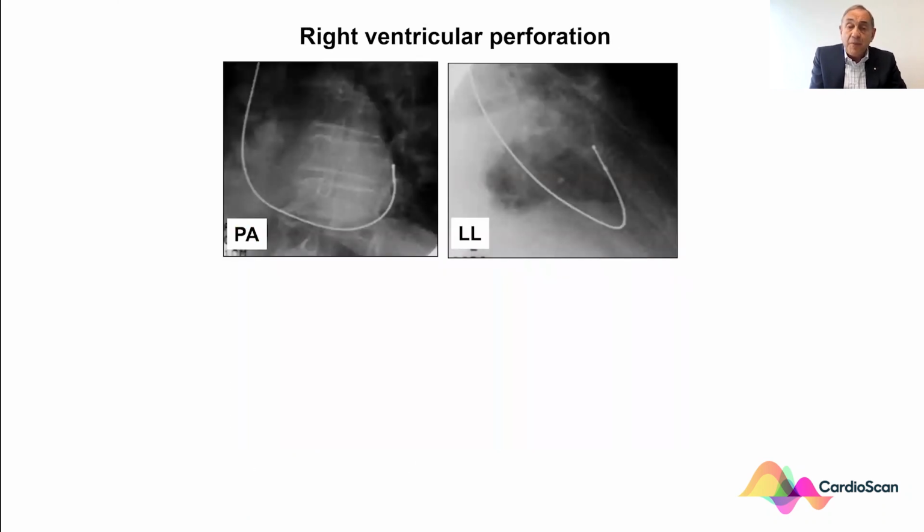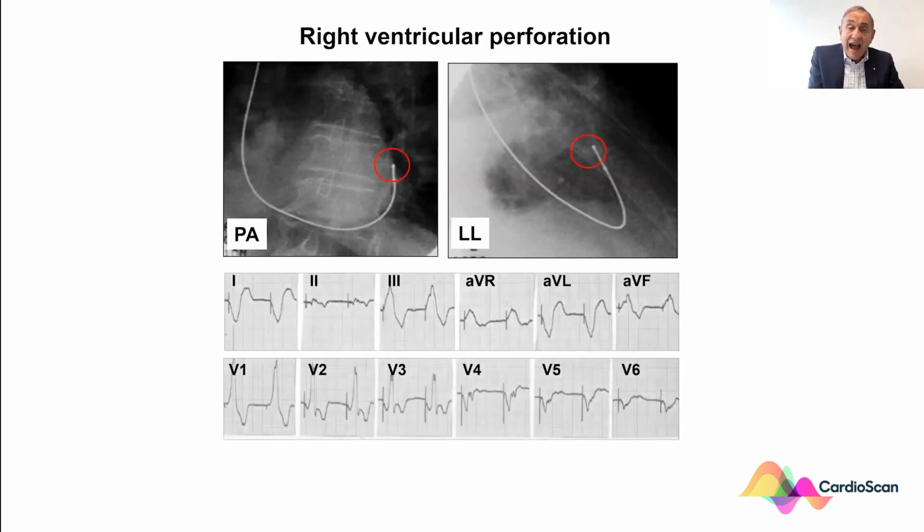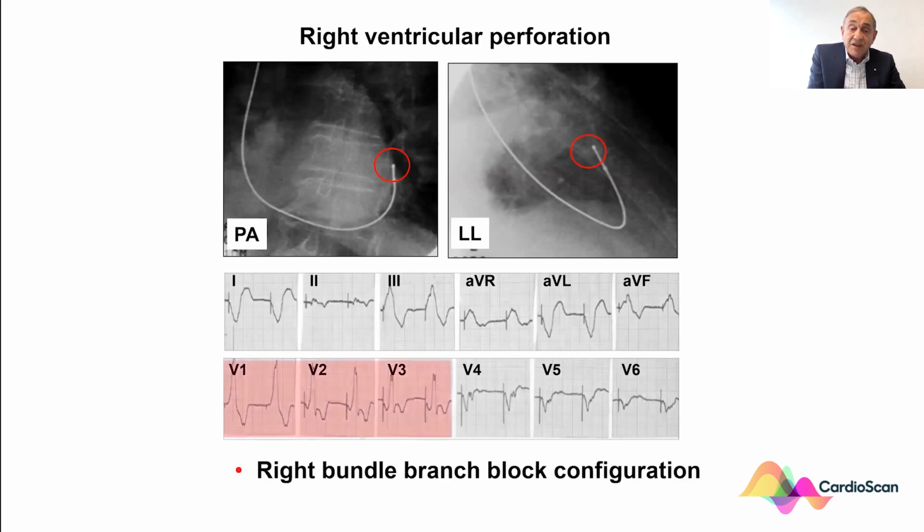What about right ventricular perforation? Here we can see a permanent lead has passed to the apex of the right ventricle and has then crawled up on the epicardial surface and now lies on the left ventricle. And you can guess then, if this continues to pace, then it's going to have a right bundle branch block configuration because it's left ventricular pacing, and because it's high up, we're going to see a right axis deviation rather than the left axis seen at the apex.